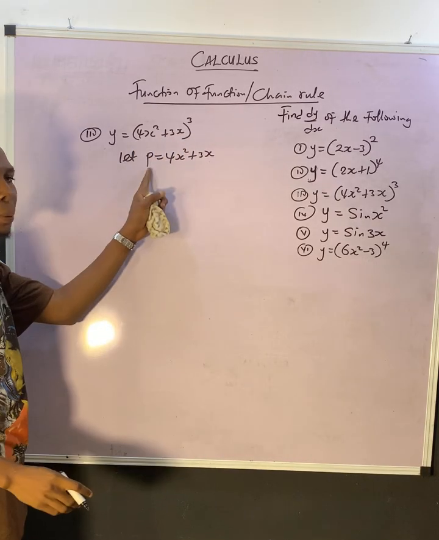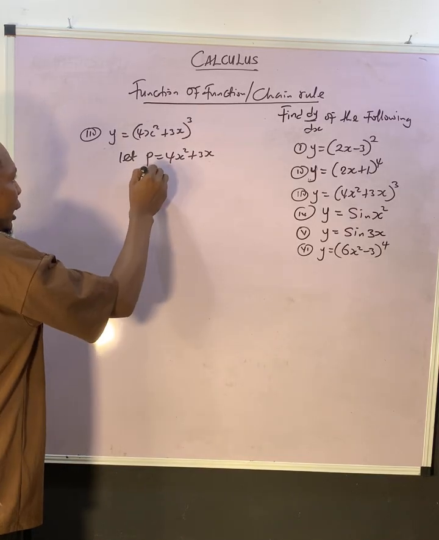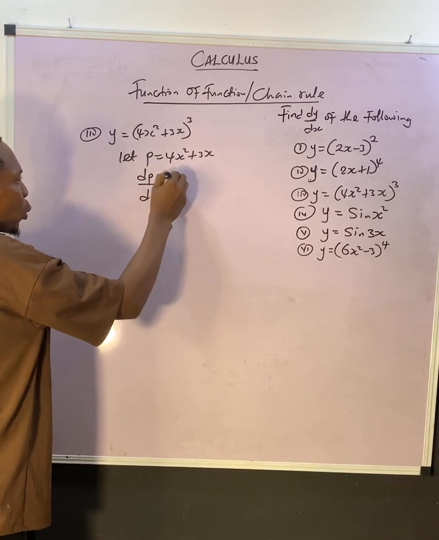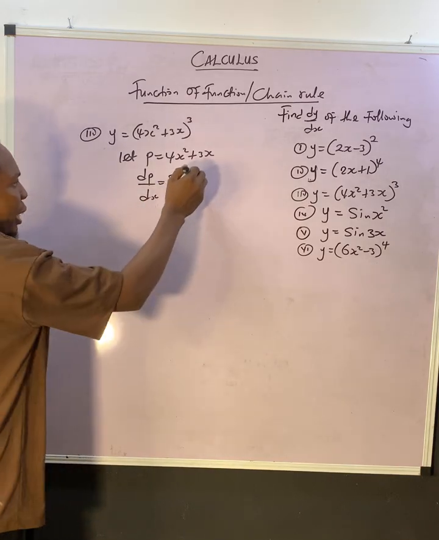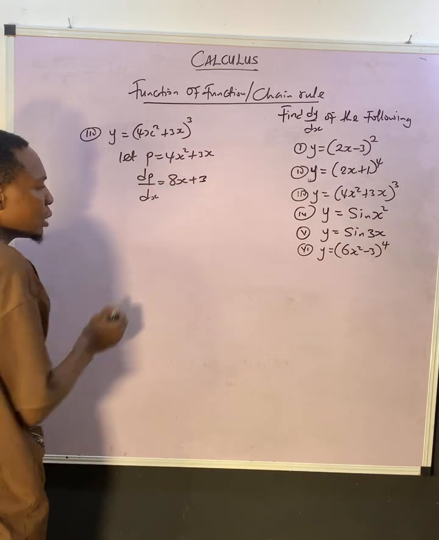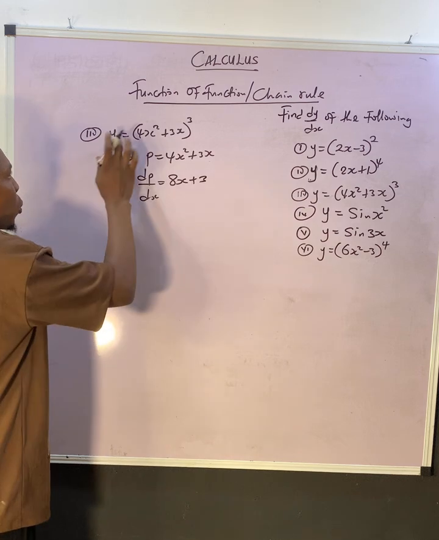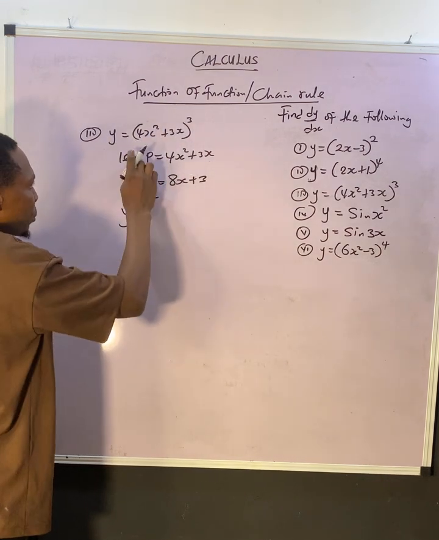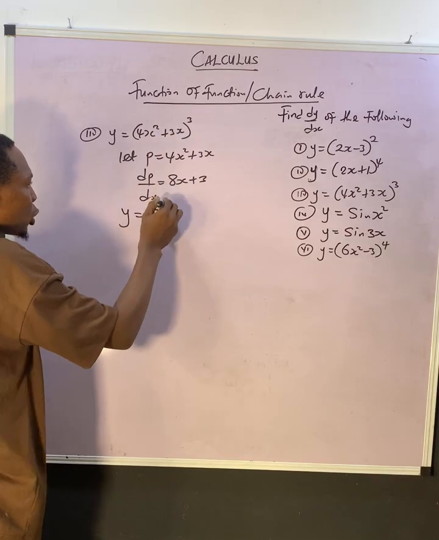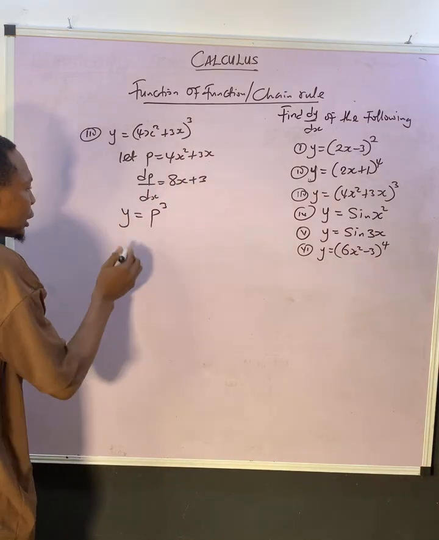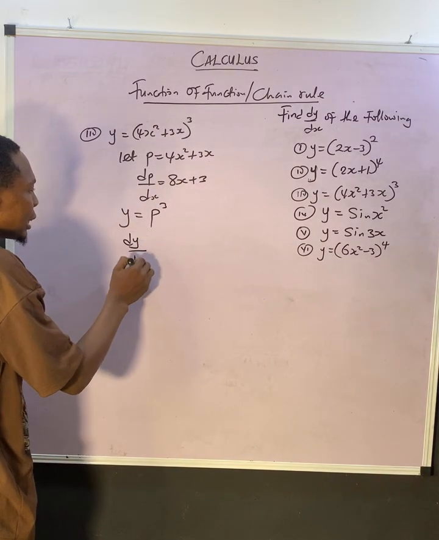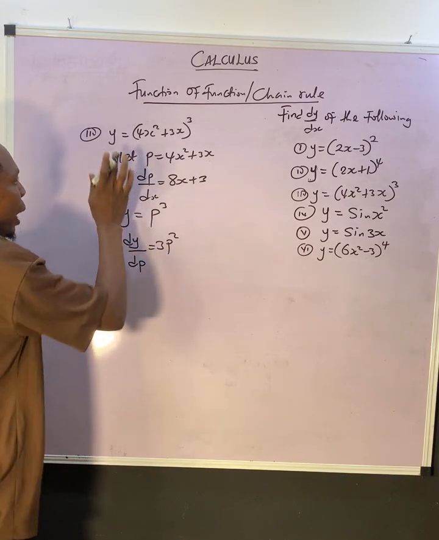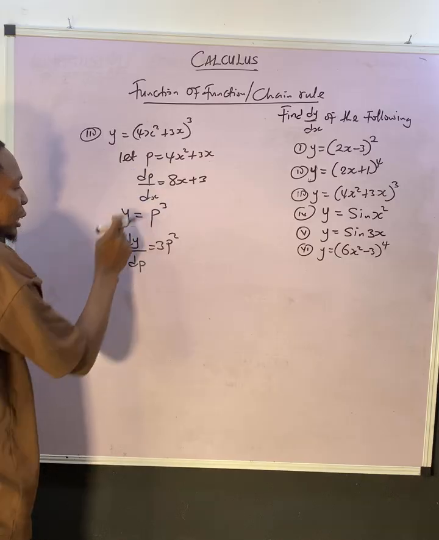So you differentiate p with respect to x. So we have dp over dx. If I differentiate 4x squared, we have what? 8x. Then if I differentiate 3x, it's written as 3. The next step, now you rewrite the question in terms of p. So we'll have y equals everything inside the bracket written as p raised to the power of what? 3. So this time around, our dy/dp is written as what? 3p squared.